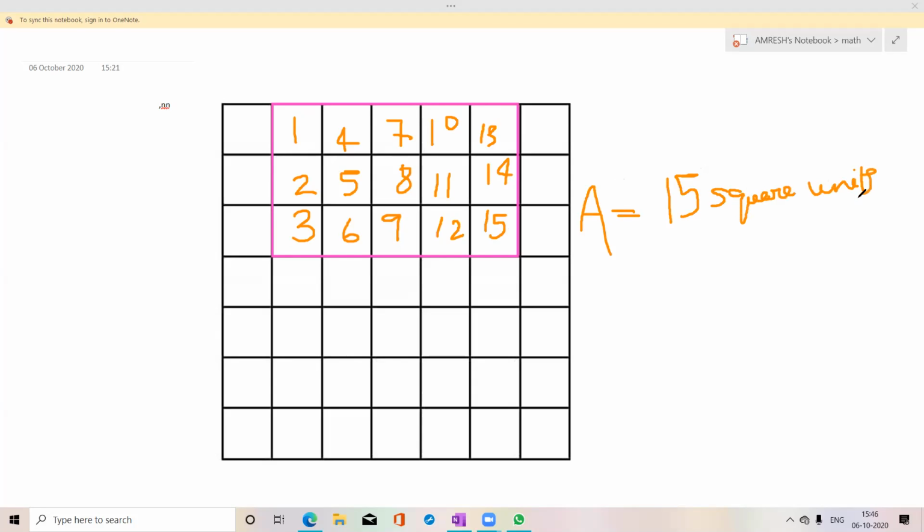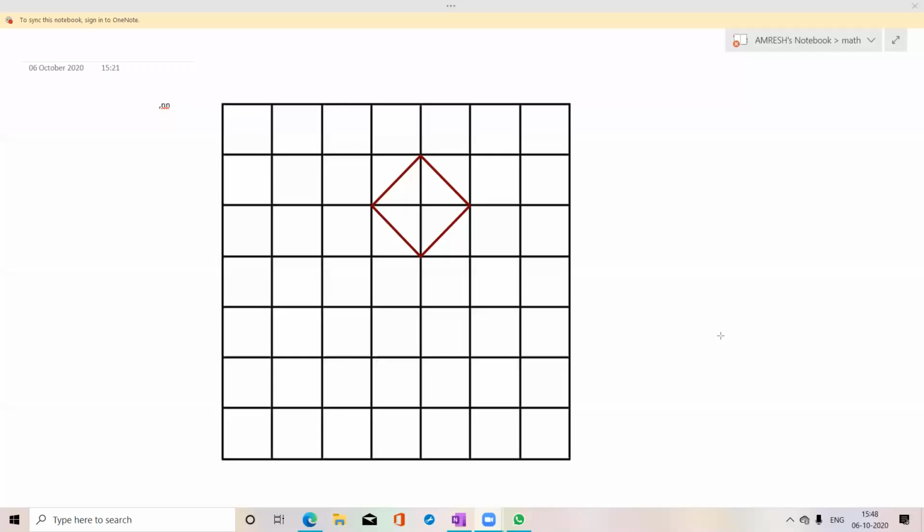I think that is clear. You have to count the number of squares present in the given rectangle or any shape, and you have to write the area. That is 15 square units. So now I have given here a diamond shape over here. You have to calculate the area of this diamond shape.